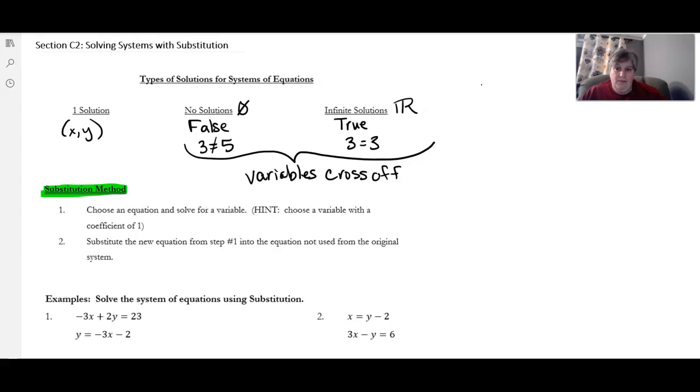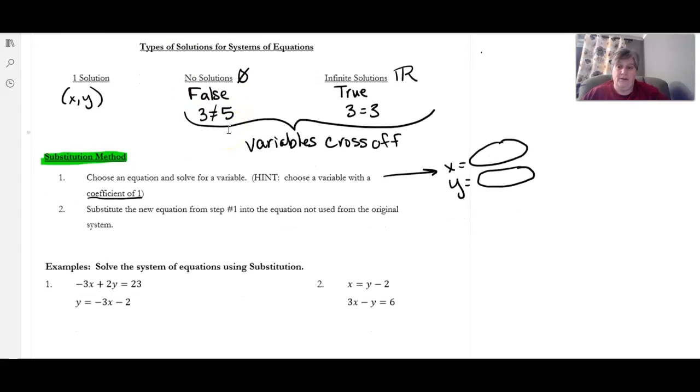So substitution method, the first thing you're going to do is choose an equation and solve for the variable. And the hint is that you want to have something with a coefficient of 1. So what that means is you want to make something an x equals equation or a y equals equation. You don't want anything else around. You just want an x on the left or just a y on the left. And then what you do is you're going to take that and you're going to plug it in. So what will happen is we'll have an x equals and we're going to circle that, or you're going to have a y equals and we're going to circle that. That's kind of the strategy. And the circle is there for 2 reasons. And when we do a couple problems, you'll see why I have it there.